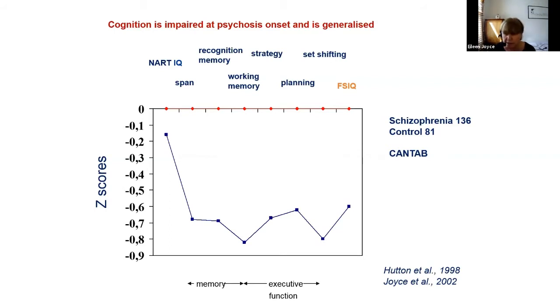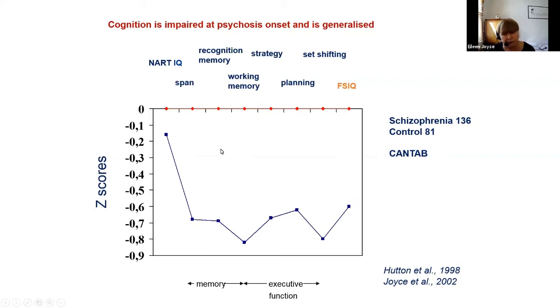So we use the CANTAB battery, looking at a whole range of cognitive tests, from memory to executive function, and as you can see, they're impaired compared to the normal controls on every single measure. We know that there seems to be a generalized impairment because their full-scale IQ was impaired.